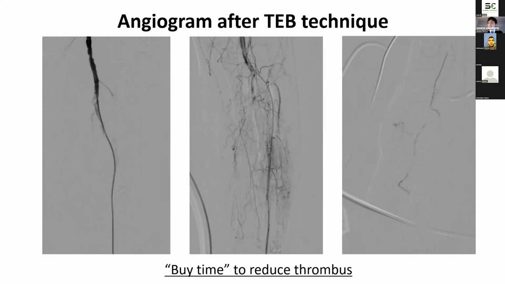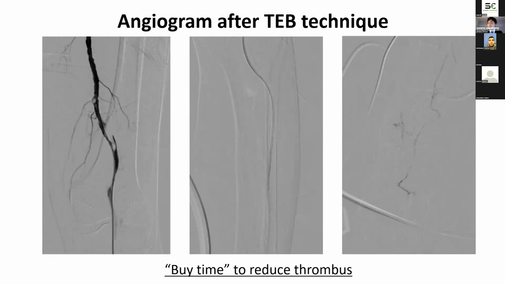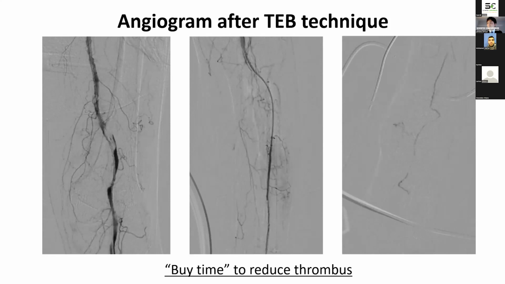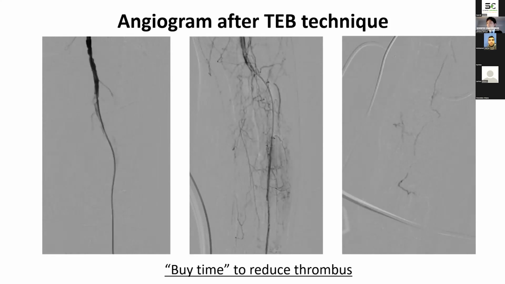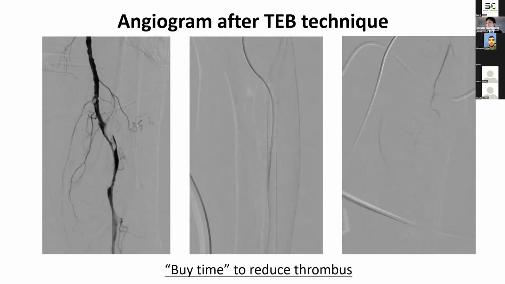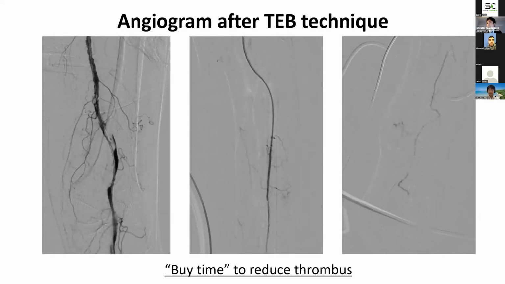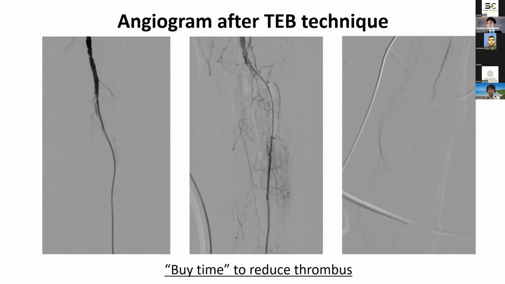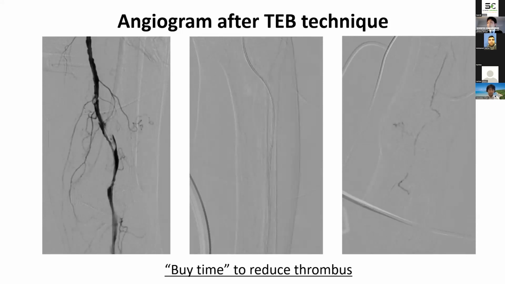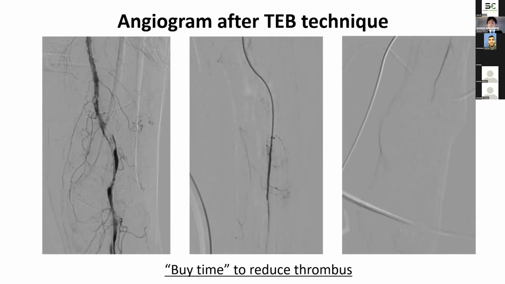This movie, the second movie, shows the important feature of this technique. The contrast reaches the below-the-knee artery at first, and after that, the popliteal artery is visualized. It makes it possible to prevent limb ischemia and buy time to reduce the thrombus. After that, we started administering Urokinase, which is a thrombolytic drug, from the sheath.